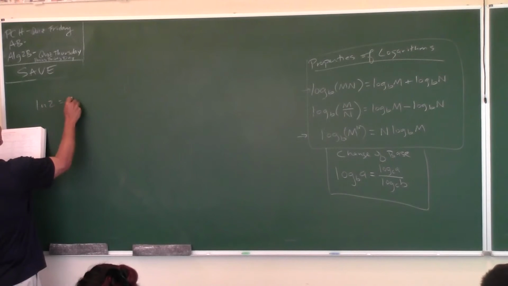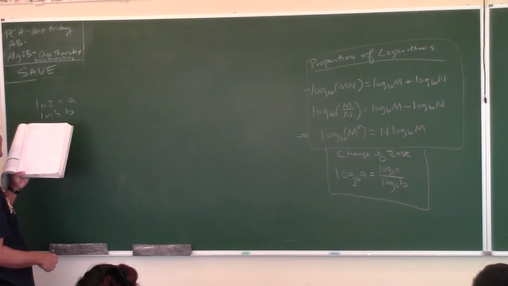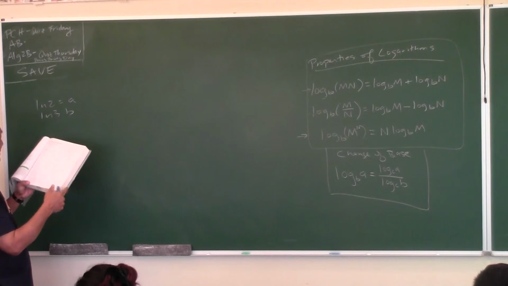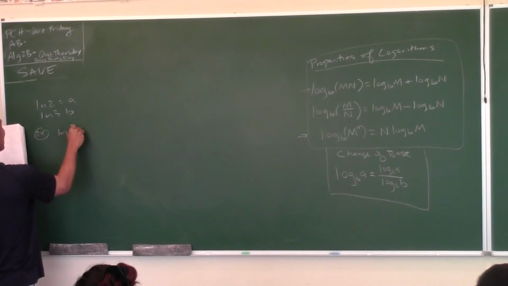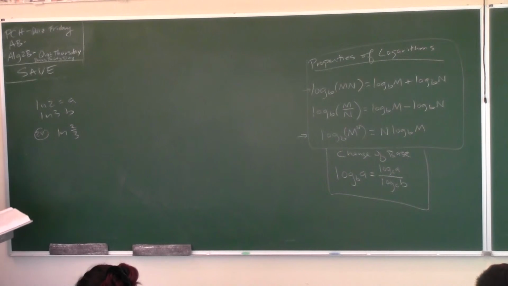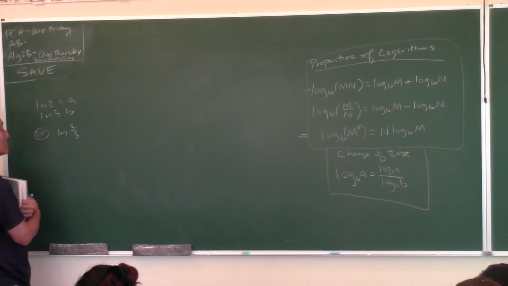Natural log 2 is equal to A. Natural log 3 is B. Use your properties of logarithms to write each logarithm in terms of A and B. So let's do like 24 then. That's an easy one. Natural log of 2/3. Now, of course, if you have a calculator, you can just punch it in like that. But they want you to use these here.